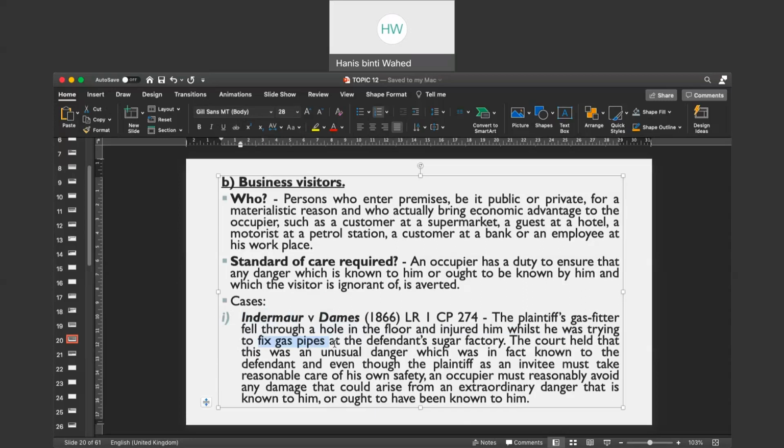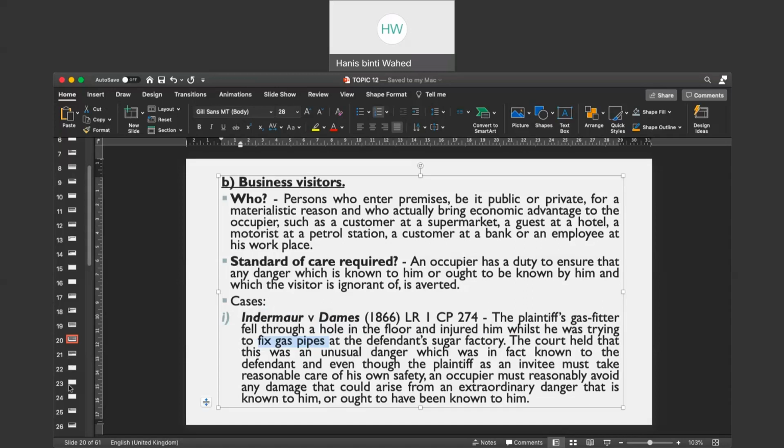So jadi the rule is that an occupier owes a duty of care towards business visitors. The duty is to ensure that there is no danger which is known to him or ought to be known by him exists in that premise. So dalam case ini, the defendant did owe a duty of care towards the plaintiff. Okay, and did owe because the defendant dalam case ini knew the existence, the unusual danger was known to the defendant. Okay, all right. So this is about business visitors.